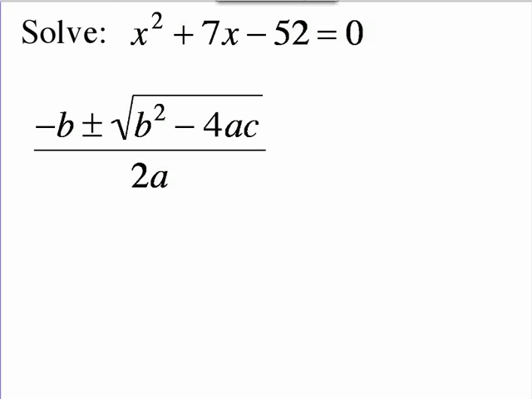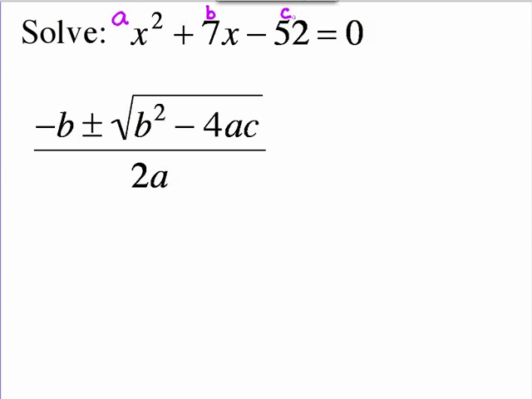So here you go. Solve. X squared plus 7x minus 52 equals 0. First thing that you need to do, identify A, B, and C.